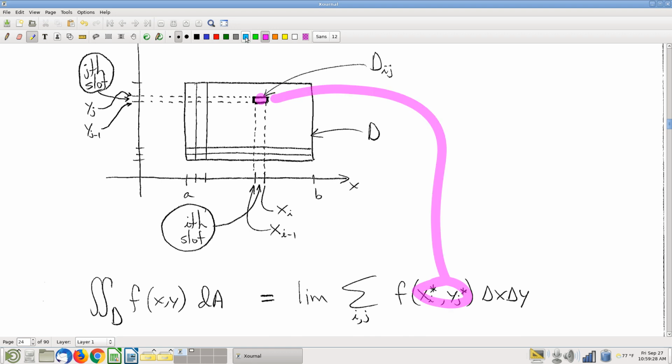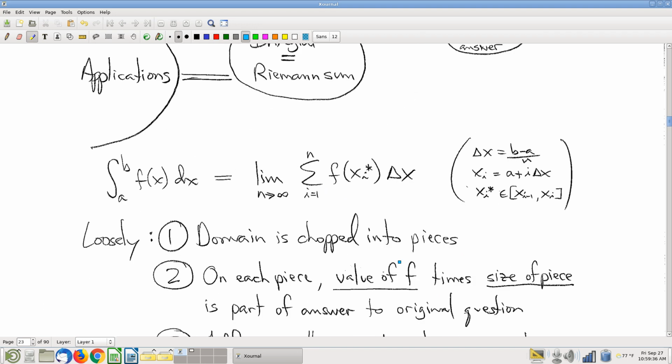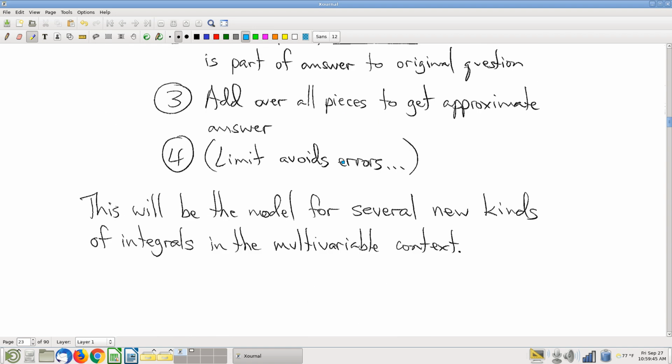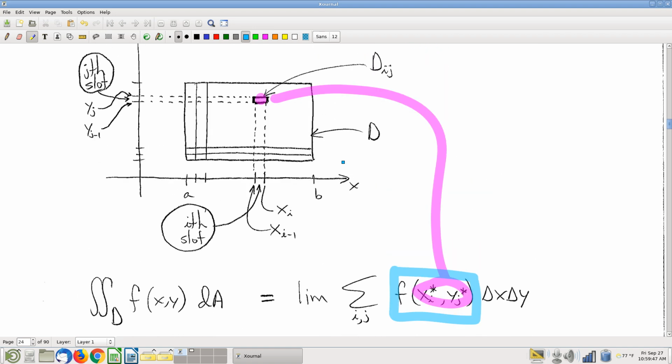Plug it into some function. Whatever the function is, and by the way, what's the function? It depends on your application. Go back to here. If you're talking about work, this is force. If you're talking about area, it's height. If you're talking about mass, it's density. The function depends on the application. Likewise here, what that function is, I don't know. It depends on the application. We'll get to that. But notice the size of the piece is now something I can also write down.